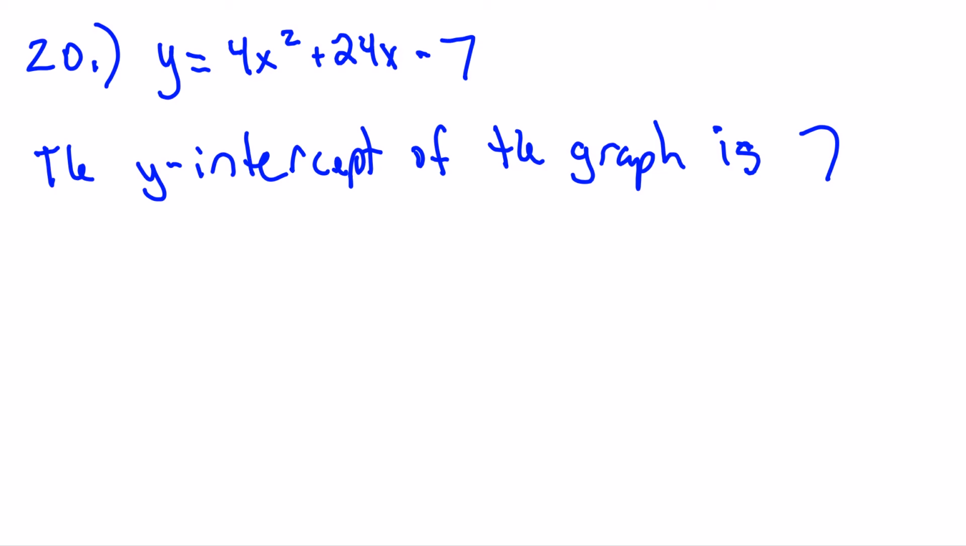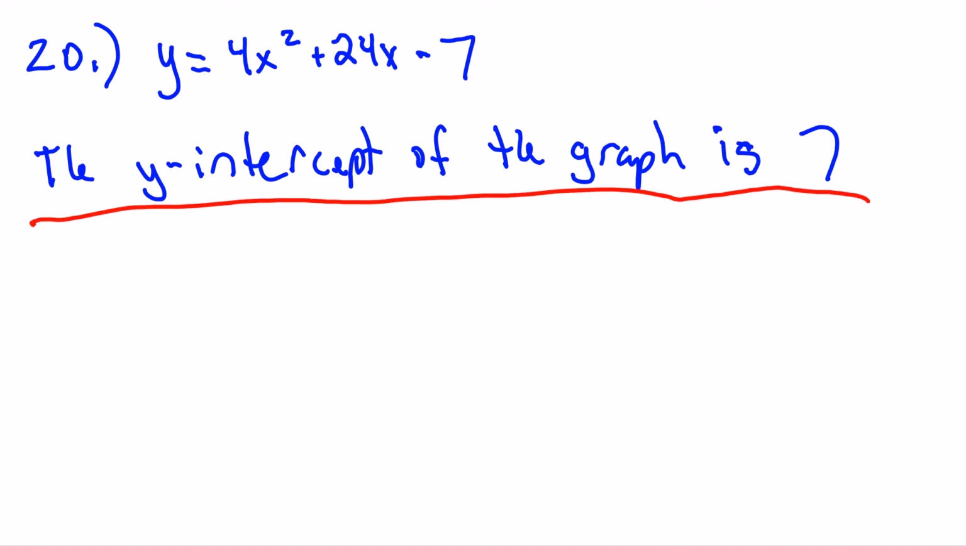All right, number 20 is using this problem. It says y equals 4x squared plus 24x minus 7. And they said that the y-intercept of the graph is 7. And that's not true. What we're going to find out is the y-intercept of the graph is not 7. It's something else. Here's how you find out the y-intercept.